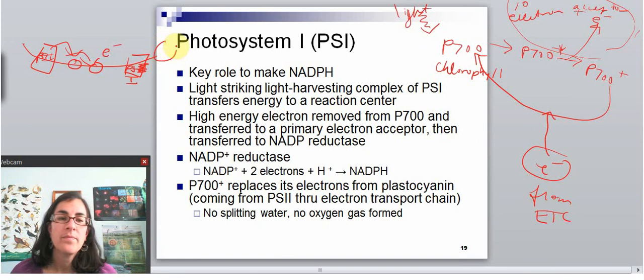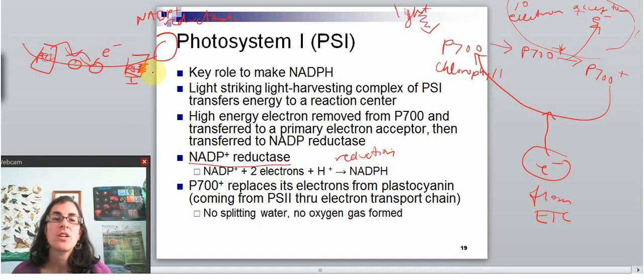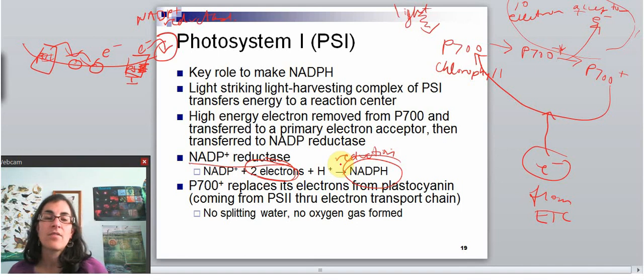So sitting next to PS1 is a protein called NADP plus reductase. And like the name suggests, this is going to reduce NADP plus to NADPH. So remember, that's a redox reaction. This is a reduction. So the electrons that come out of PS1 are going to get passed to NADP plus reductase, and NADP plus reductase will use those electrons to reduce NADP plus to NADPH. So now I've created NADPH at the end of PS1.